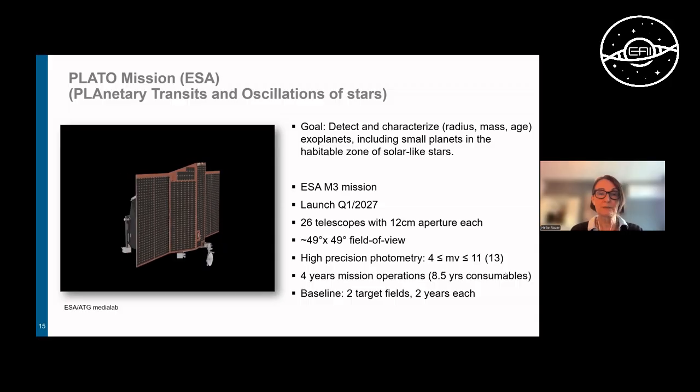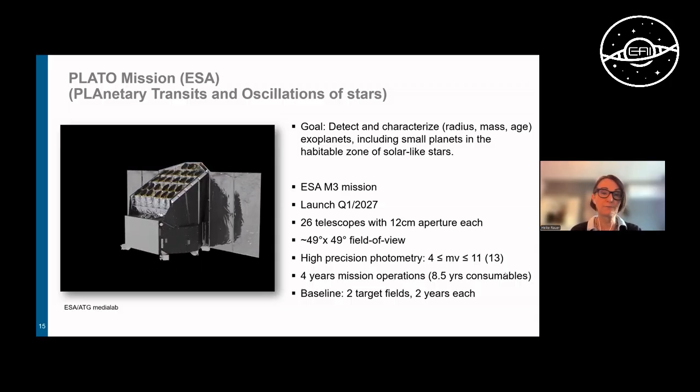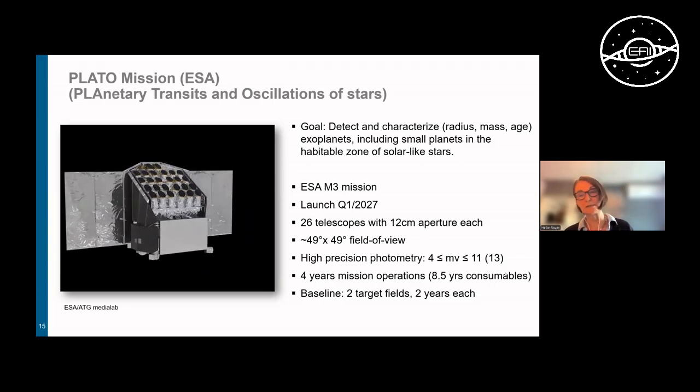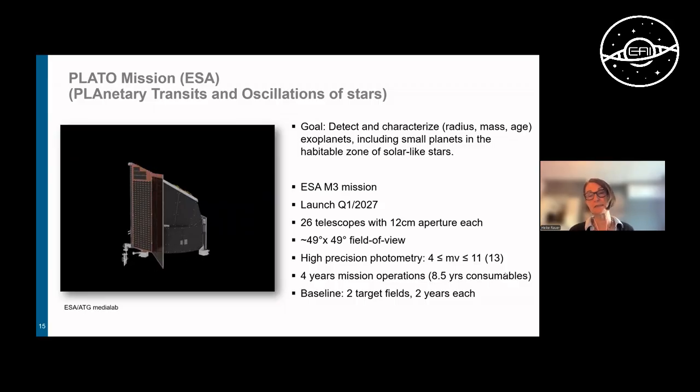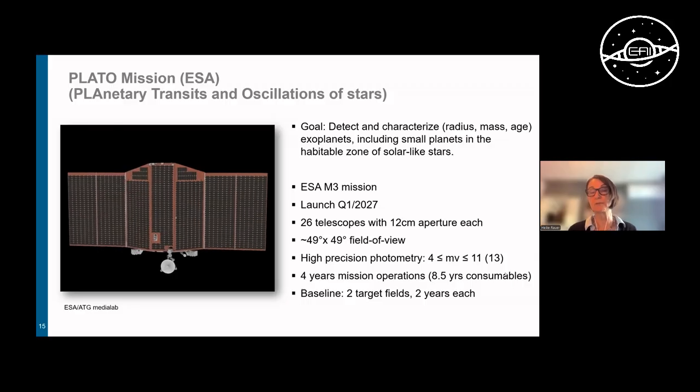PLATO has a pretty peculiar design for a telescope. It doesn't have the single dish design that you're maybe used to for telescopes. Instead, it has 26 individual cameras. Each camera has a small aperture, only 12 centimeters each.